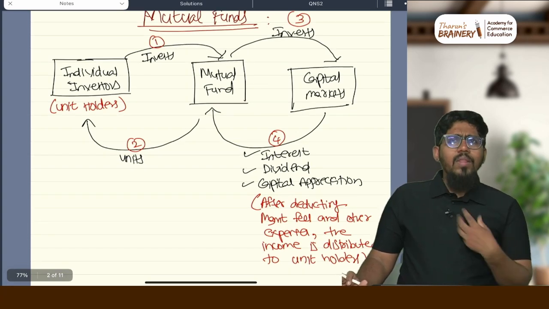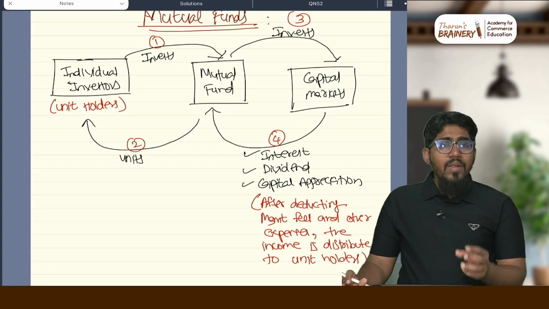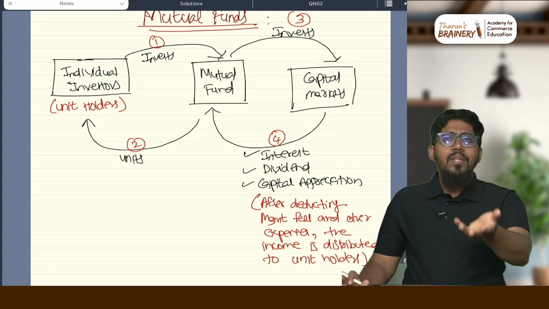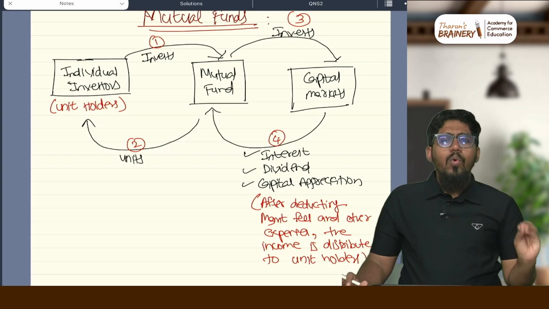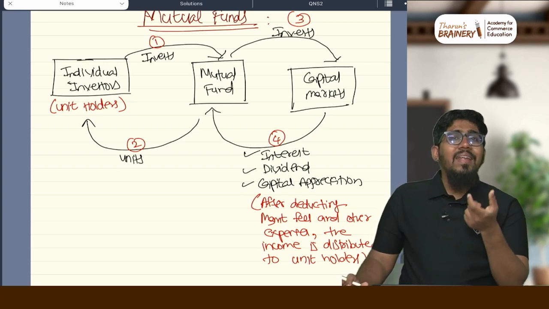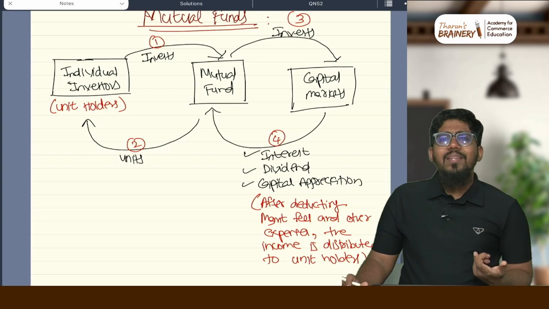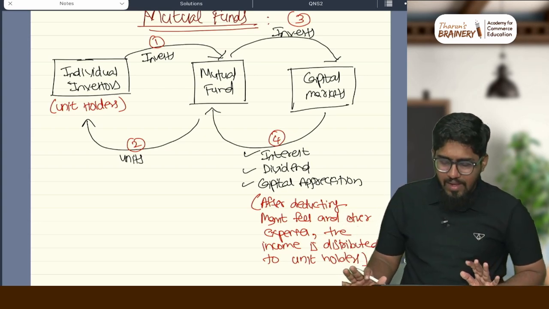So how are they going to purchase? It is called units. Individual investors will pay some money to the mutual fund, and the mutual fund will in return give units. Sir, what is a unit, sir? The units are sold at NAV, net asset value. What is net asset value, sir? It is the market value of the current investment that they are having.